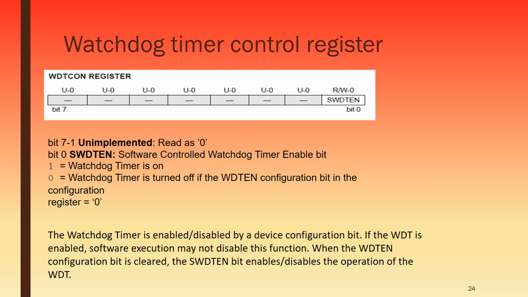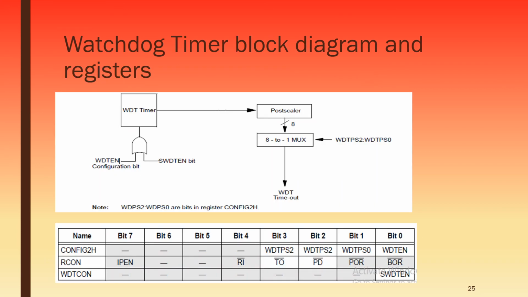Then you have a post-scaler which can extend the reset period. The post-scaler is selected at the time of device programming by the value written to the configuration 2H register. As we have seen, it ranges from 1:128 to 1:1. So respectively, those 3 bits are configured in case of the watchdog timer.